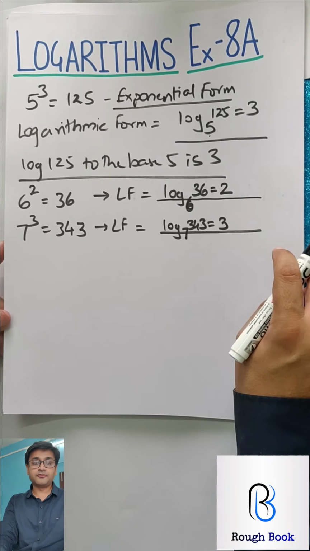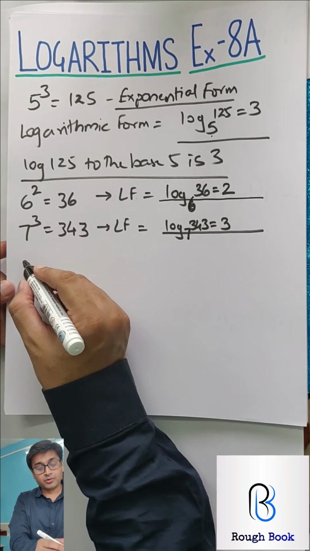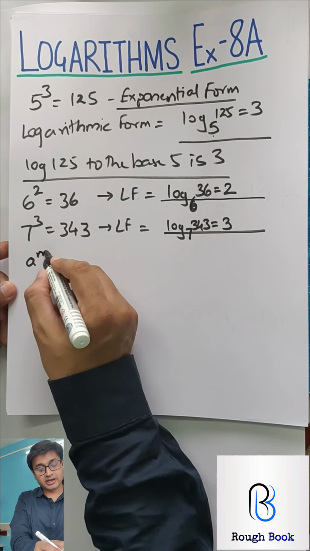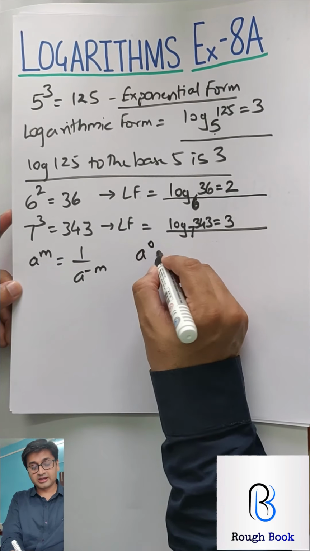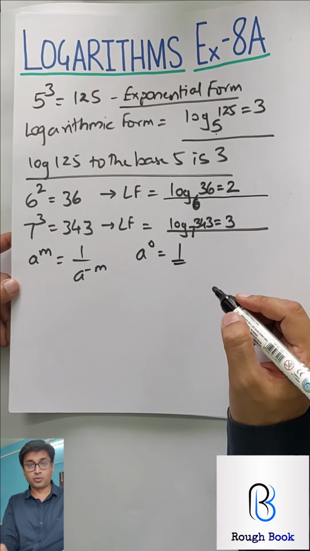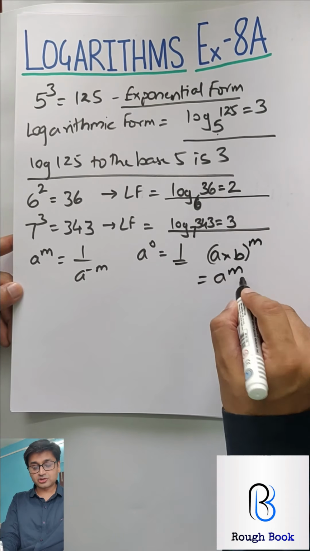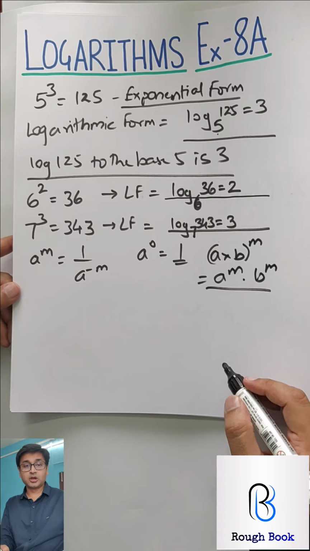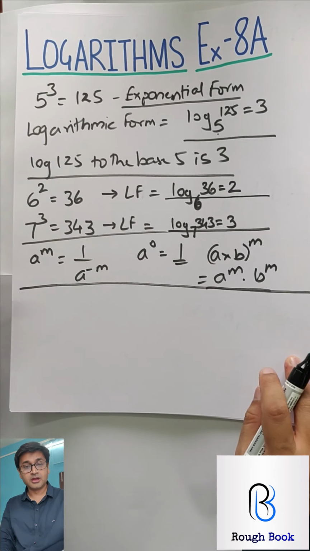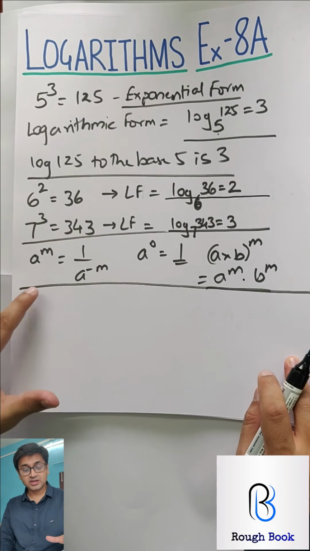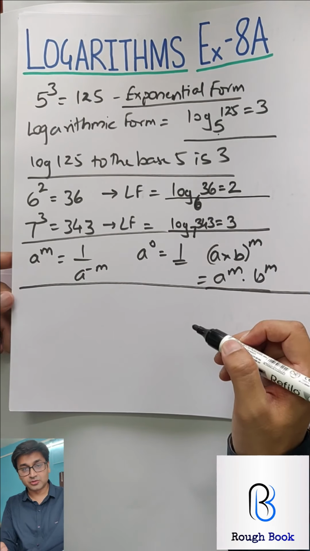You also need to remember a few laws of indices which we've already done in indices, but I'm repeating them. One of the most important laws: a raised to m equals 1 upon a raised to minus m. You remember this? Second one, a raised to 0. Anything raised to 0 becomes 1. And the third one, a into b raised to m becomes a raised to m into b raised to m. These are the laws of indices which you need to remember so that we can apply the same with logarithm. Logarithm is basically building on indices. So will you remember this? Great. This is very important.